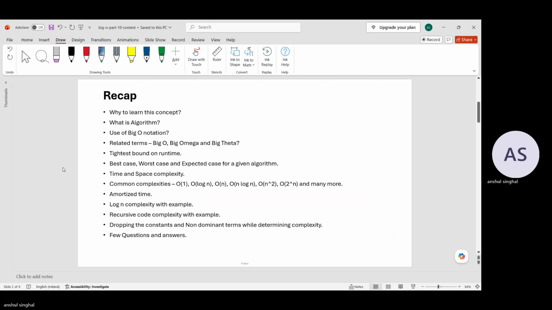Then we discussed terminologies which someone might not be aware of. For example, algorithm. So what is an algorithm? An algorithm is a series of steps written in any programming language to solve a particular problem. We can correlate it to a function or a method which is doing something, and that function or method can be written using any programming language.